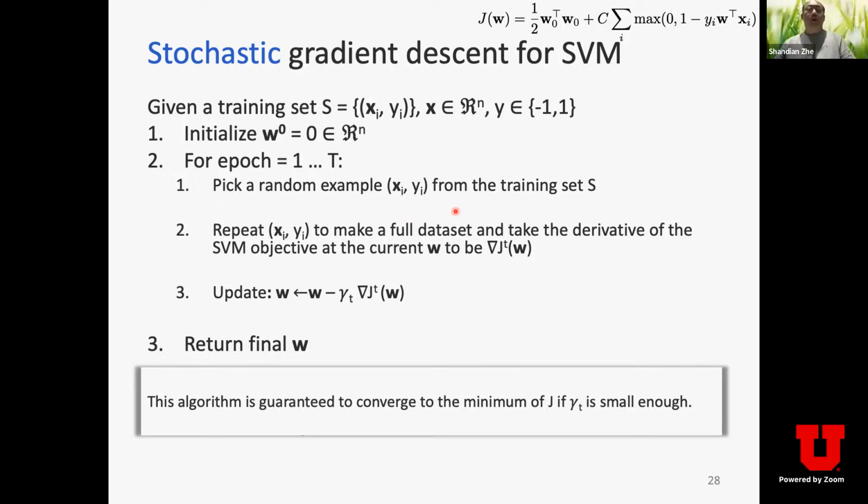Yeah. You can randomly pick an example without replacement or with replacement, or you can just randomly shuffle. It doesn't matter. With or without replacement doesn't matter, as long as the number of examples you sampled is the same as the data size. That's fine.